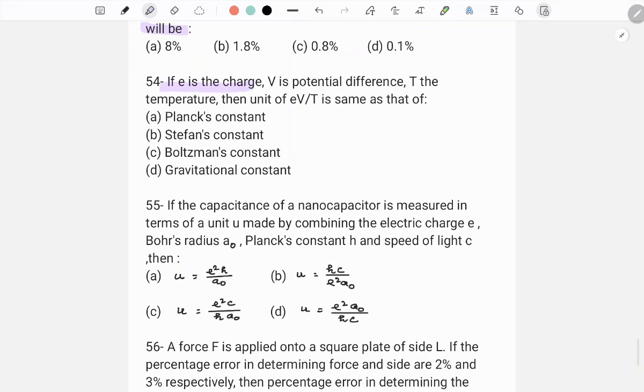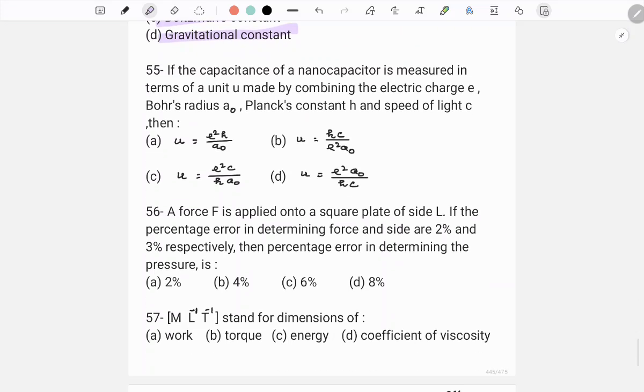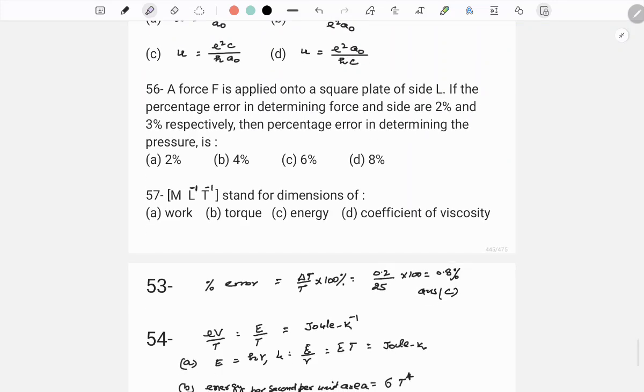54. If E is the charge, V is potential difference, T the temperature, then unit of EV by T is same as that of Planck's constant, Stephen's constant, Boltzmann constant, gravitational constant. 55. If the capacitance of nanocapacitor is measured in terms of unit U made by combining the electric charge E, Bohr's radius A dot, Planck's constant h and speed of light c, then.